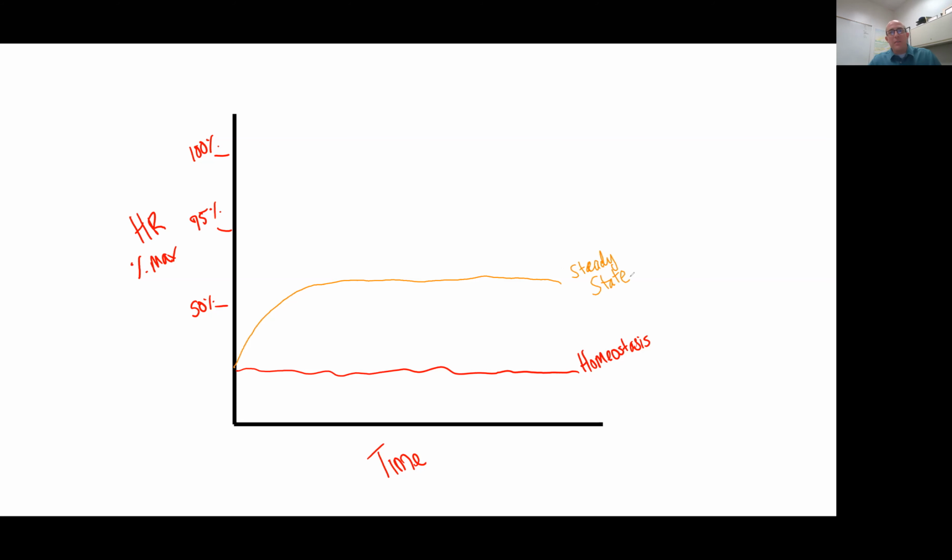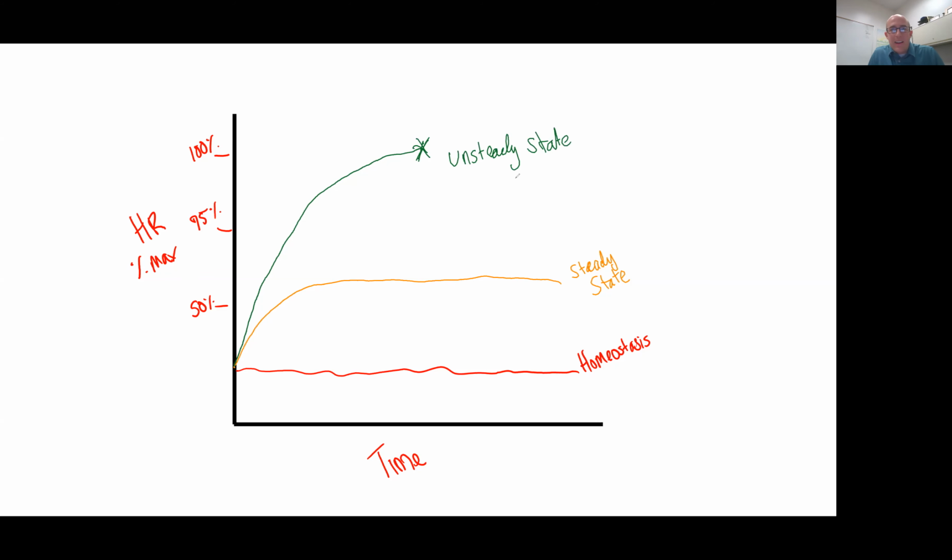But let's say you do an even more intense exercise. I'll put it as green. Let's say you're running a mile as fast as you can. That heart rate's going to go up and up and up until it hits max. And right here, you're going to fatigue, right? This is unsteady state exercise.